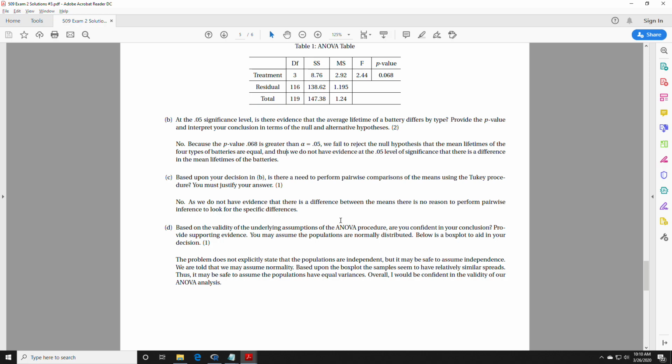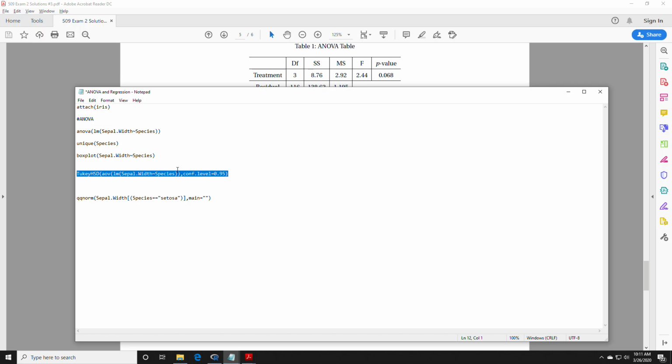I did a pretty thorough example last lecture, so really pay attention to that. But in this case, there is no need to do that because we have a high p-value and we failed to reject the null that the means are equal, so we don't have evidence that there's a difference. So there's nothing to look for. If we had rejected it like we did last time, we would do the pairwise comparisons, and that's when we would use this line of code.